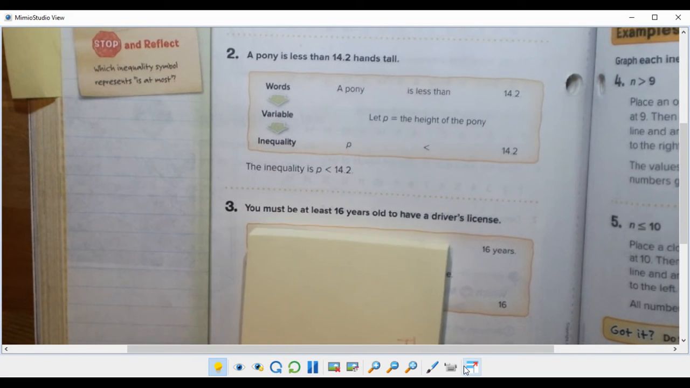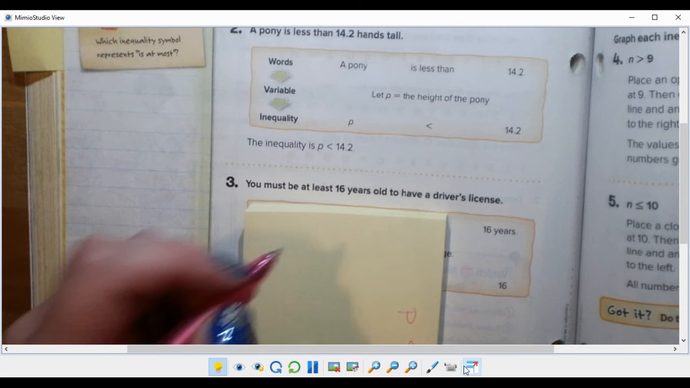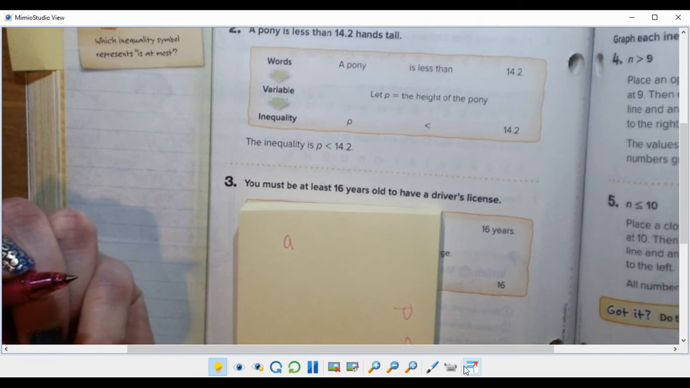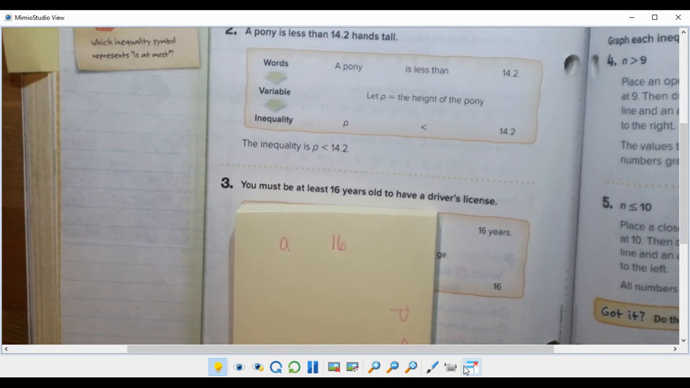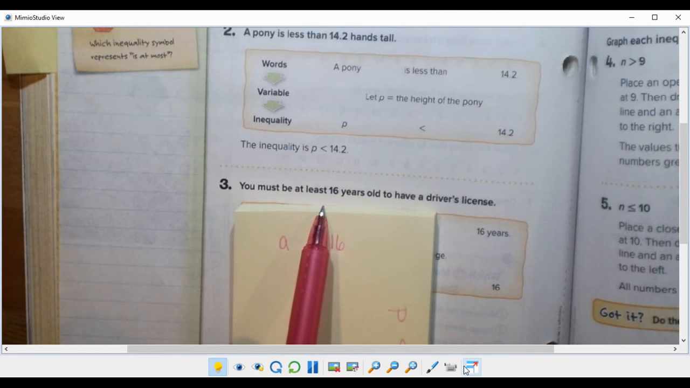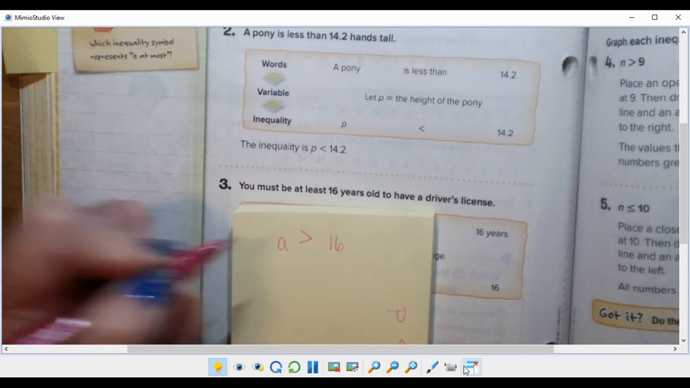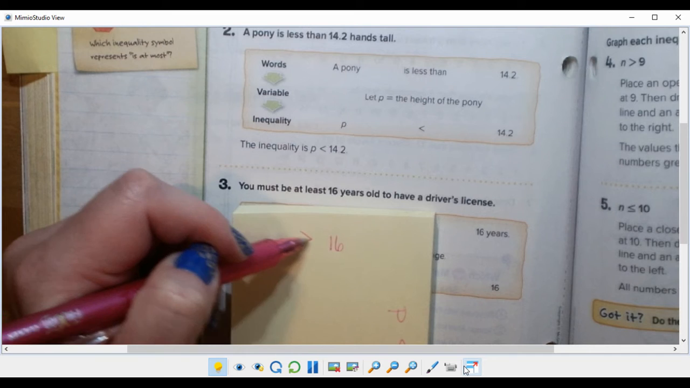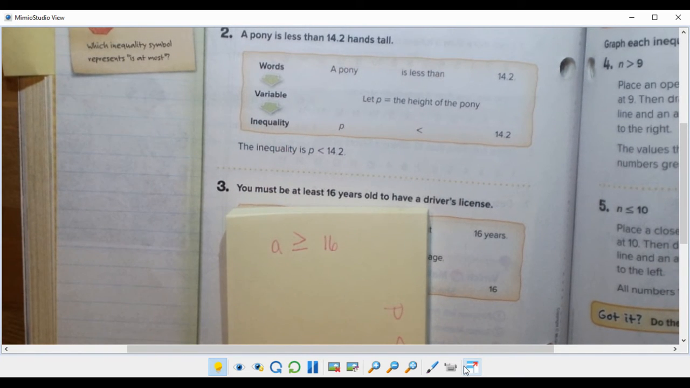You must be at least 16 years old to have a driver's license. So let's say A equals age. 16 is my number. Now let's think about this. If I'm 15, they're not going to let me drive. In this situation, can I drive at 16? Well, yeah, because it says at least 16. So 16, 17, 18, all of those are possible things. We want the bigger than. Your age is greater than 16, but it can also equal 16.